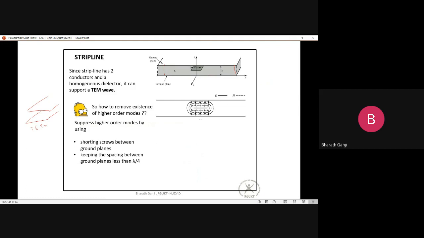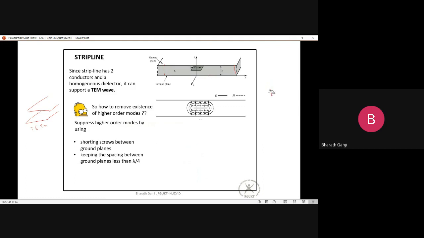Or sometimes we also take the scenario where the distance between the ground plates is made less than lambda by 4, so that the parallel plate modes will not start to propagate. Usually, if you remember, the cutoff frequency corresponds to the distance between the plates being lambda by 2, so the distance must be less than lambda by 2 or so.